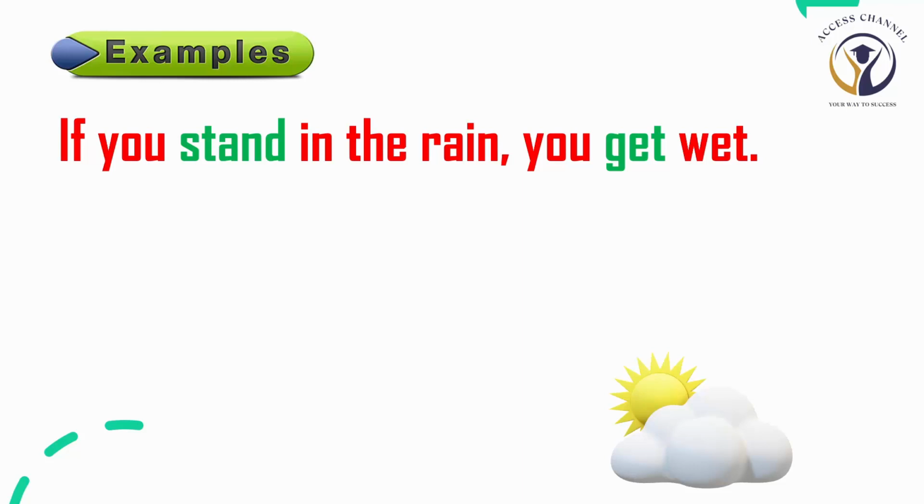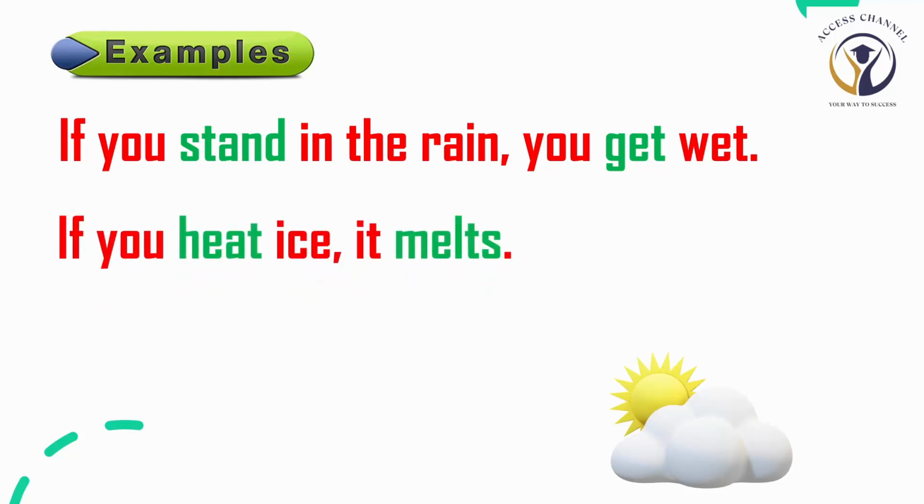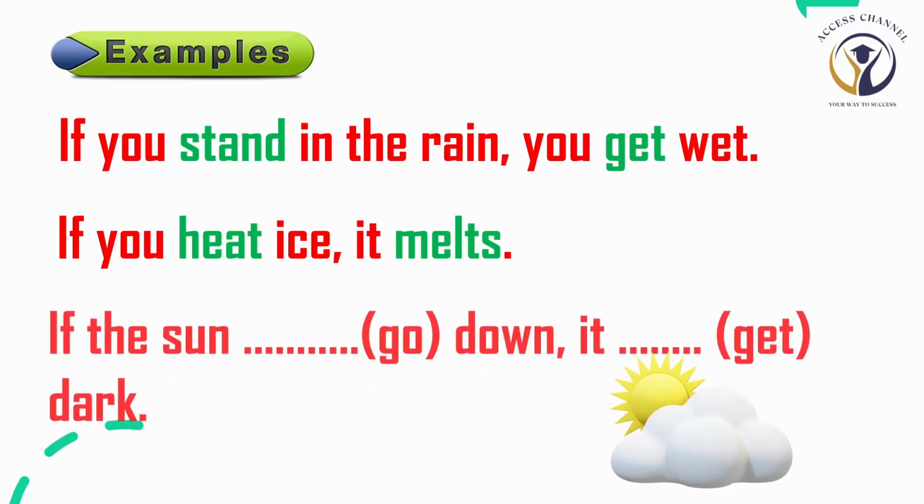For example, if I say, if you stand in the rain, you get wet. This is the same thing that happens every time you stand in the rain. So it's a fact, okay? It's something which usually happens. So this is what I mean by a factual thing or the same result every time. Or I can say, if you heat ice, it melts. Okay, so it's also a scientific fact.